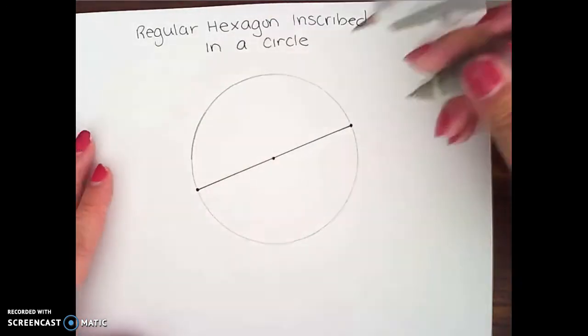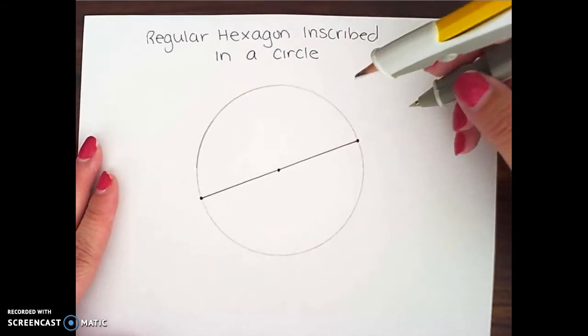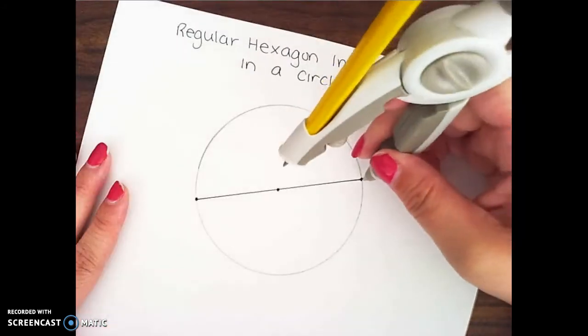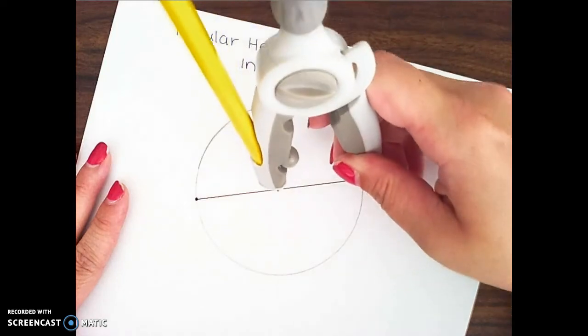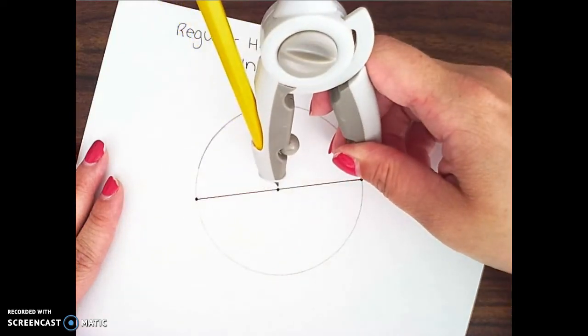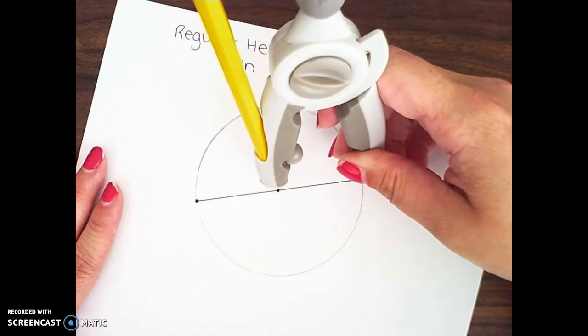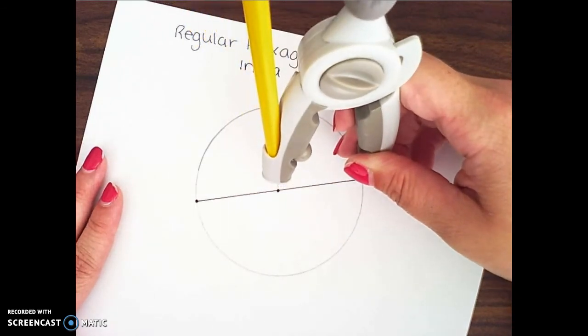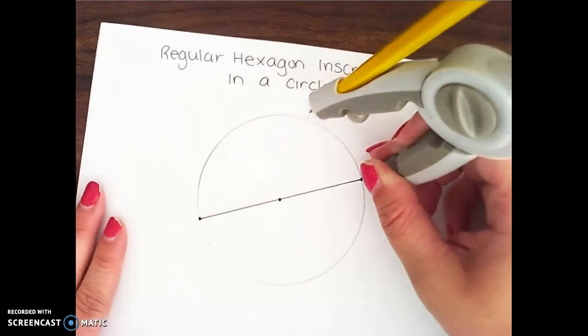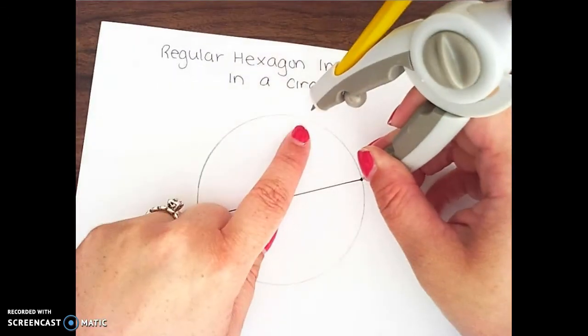With my compass, I'm going to measure the length of the radius of the circle, and if I haven't moved it at all, it should already be set to the length of the radius. So what I'm going to do is draw an arc with my compass that intersects the circle. So up here, I'm going to draw an arc.